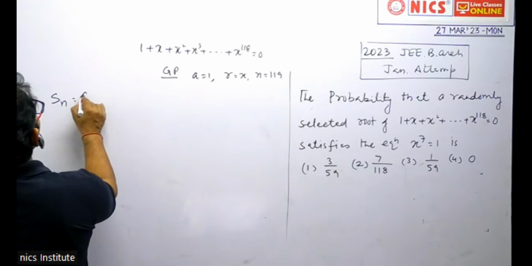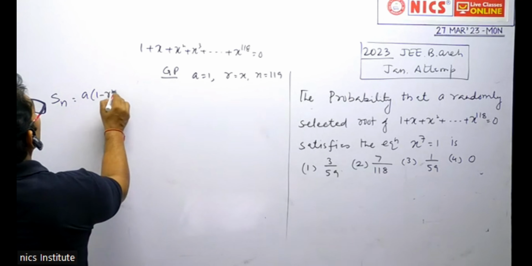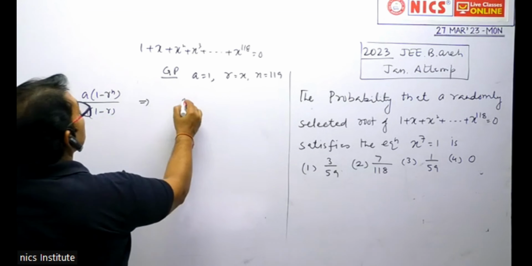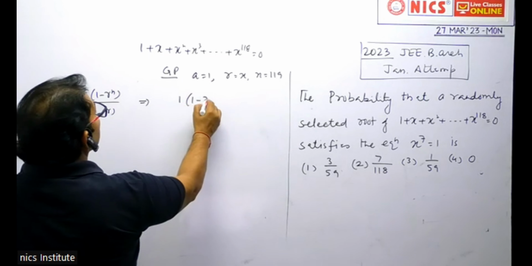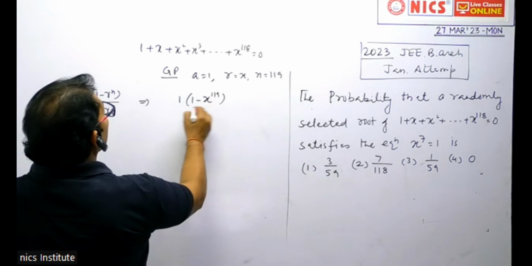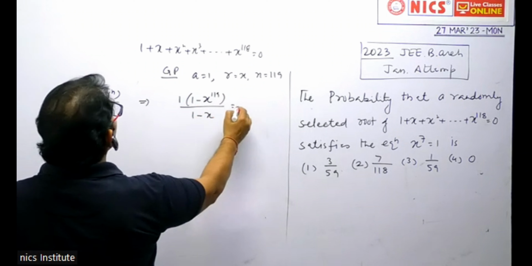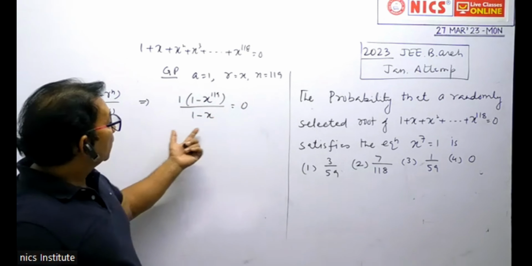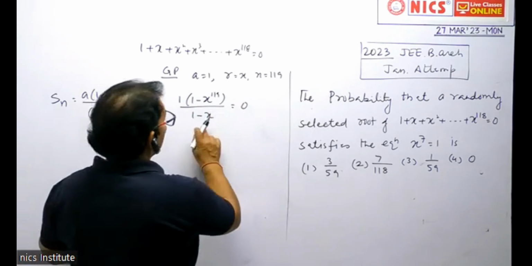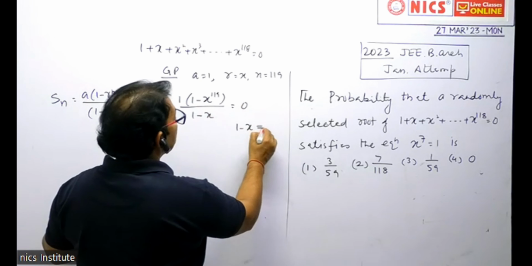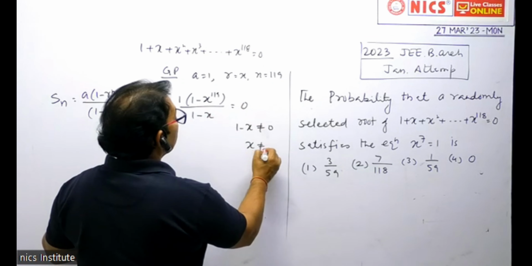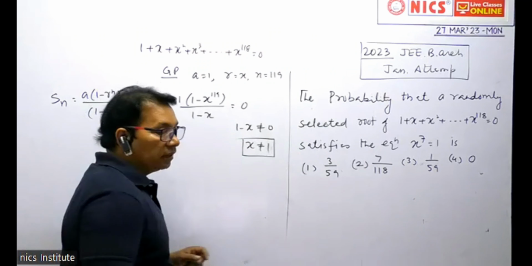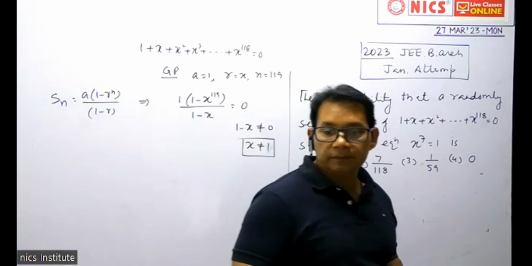Sum of n terms of a GP is a into 1 minus r to the power n over 1 minus r. I'll use this over here. A is 1, r is x, 1 minus x to the power 119 divided by 1 minus x is equal to 0. Right? Now I can multiply this side, but from this you can conclude that 1 minus x cannot be equal to 0, or x cannot be 1. So one conclusion is that x cannot be 1.